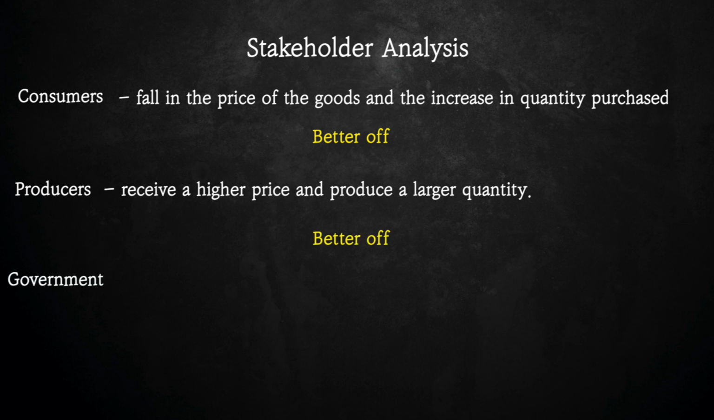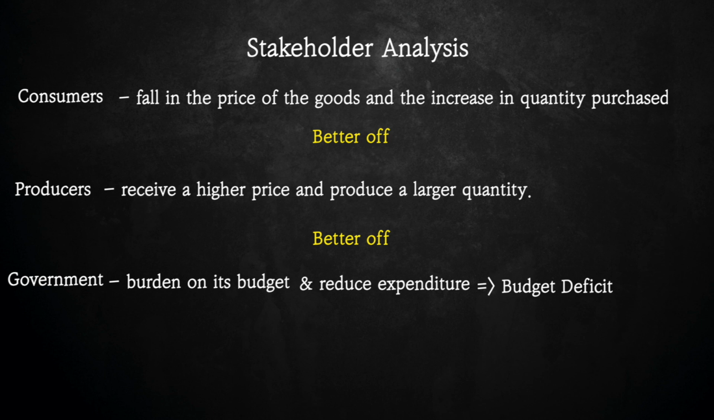The government pays a subsidy, which is a burden on its budget. To obtain the revenues for the subsidy, the government may have to reduce expenditures elsewhere in the economy, or may have to use taxes, or may have to run a budget deficit, where government expenditure is greater than tax revenues. Whatever the case, the impact on the government's budget is negative.